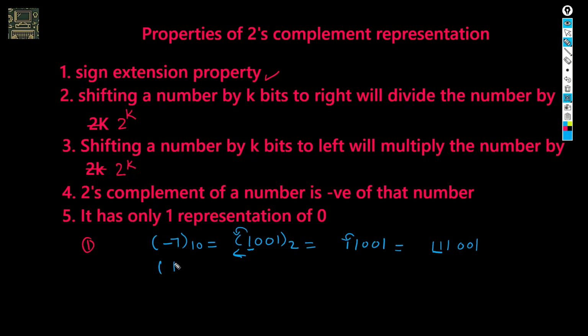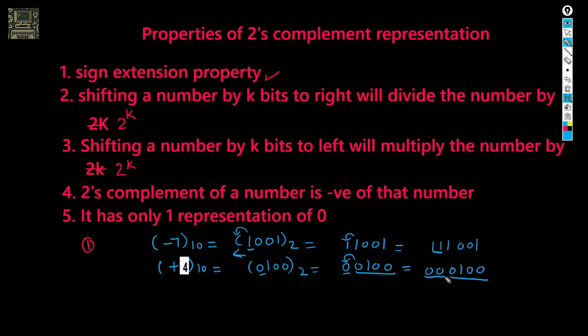Even if I have a positive 7 number, so positive 7 is represented by 0, 1, 0, 0 in binary, I can repeat this sign bit. If I repeat this sign bit, the value of the number will not change in 2's complement form. I can repeat it any number of times I want.